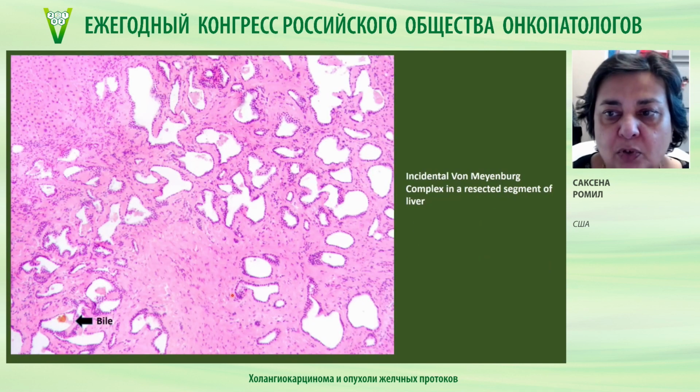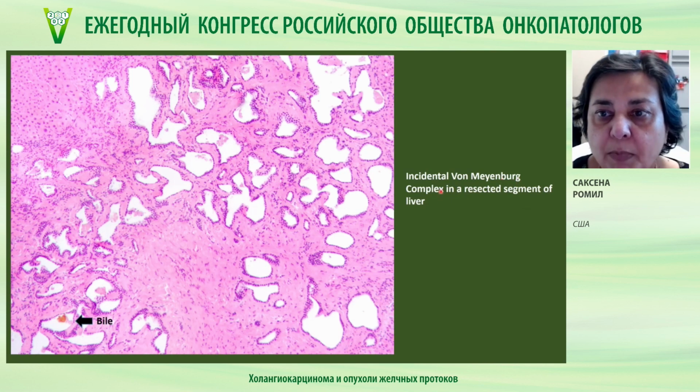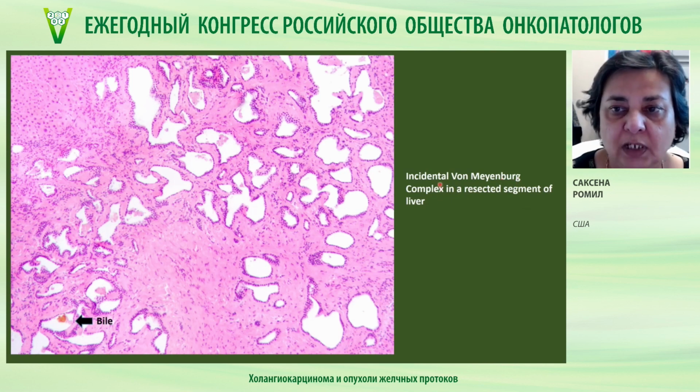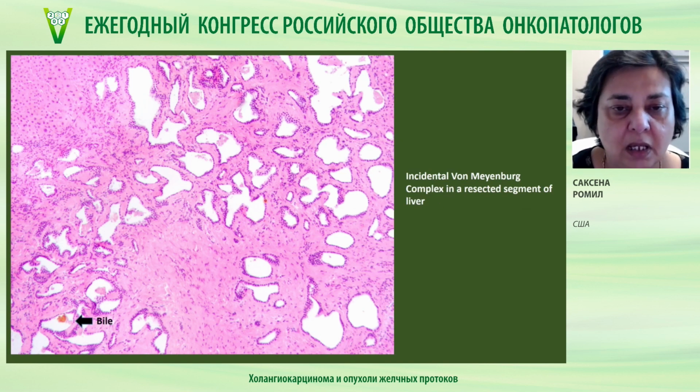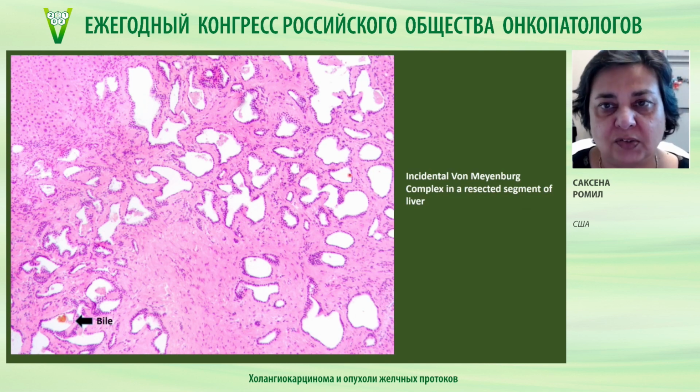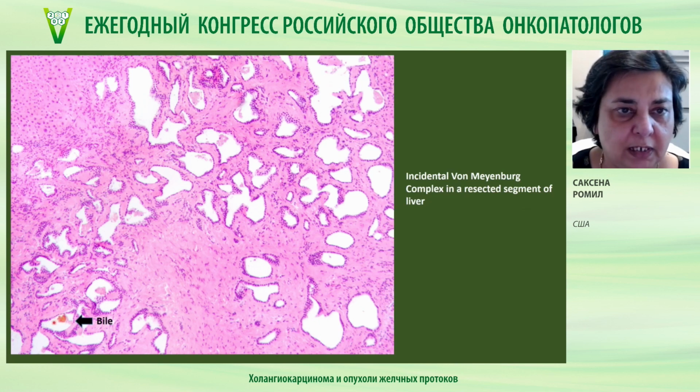This is an example of a von Meinberg complex that was found incidentally in a resected segment of the liver. And once again, you are seeing irregularly shaped ductal structures, some of which are cystically dilated, like a lot of these, and some of which contain bile.